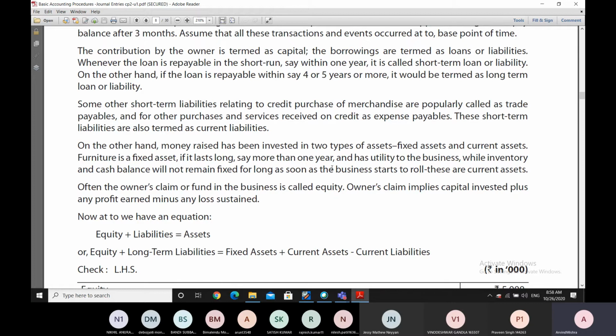and it's being utilized in the business, whereas stock inventory and cash balance will not remain fixed for a long time, and they are subject to change continuously. So as the business starts to roll, these cash balances and the inventory will continuously keep on changing, and therefore these are called current assets.